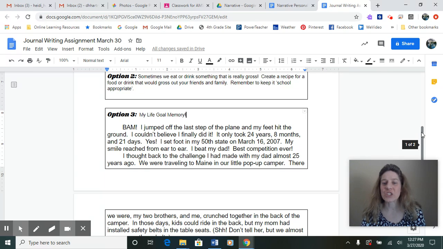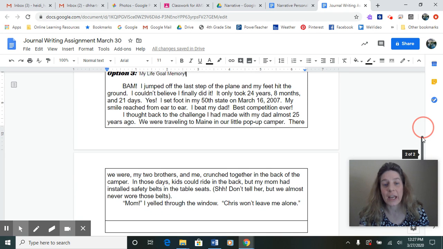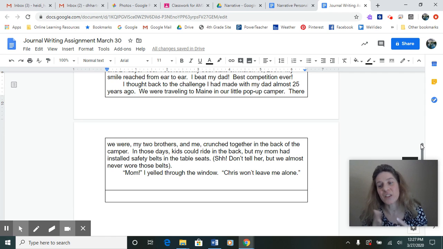I thought back to the challenge I had made with my dad almost 25 years ago. We were traveling to Maine in our little pop up camper. There we were, my two brothers and me, crunched together in the back of a camper. In those days, kids could ride in the back, but my mom had installed safety belts in the table seats. Shh, don't tell her, but we almost never wore those belts. "Mom," I yelled through the window. "Chris won't leave me alone."